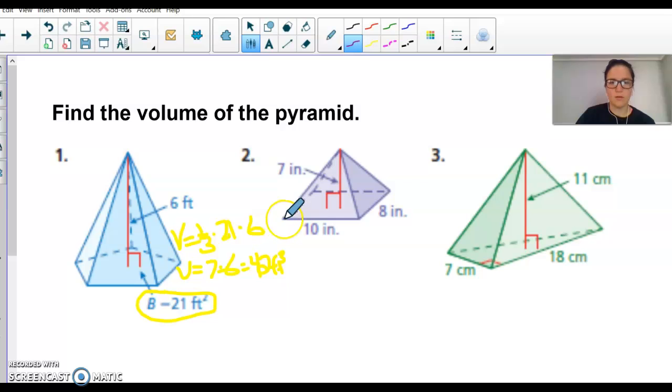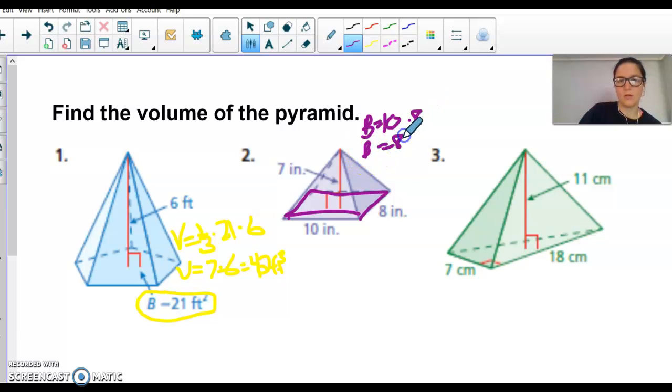Number 2, so we have the volume of this base right here. It is a rectangle, so it's a rectangular pyramid. So I have to do the base first. So the area of the base would be 10 times 8. So my base would be 80. So I'm going to find the volume of my pyramid right there. So it's 1/3 times 80 times the height, which is 7.